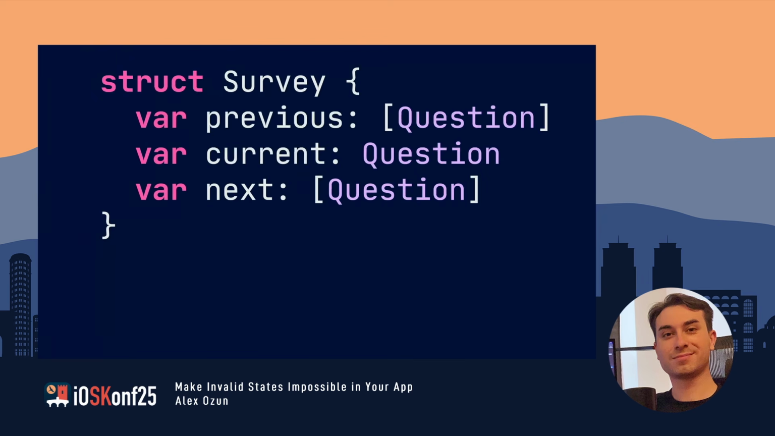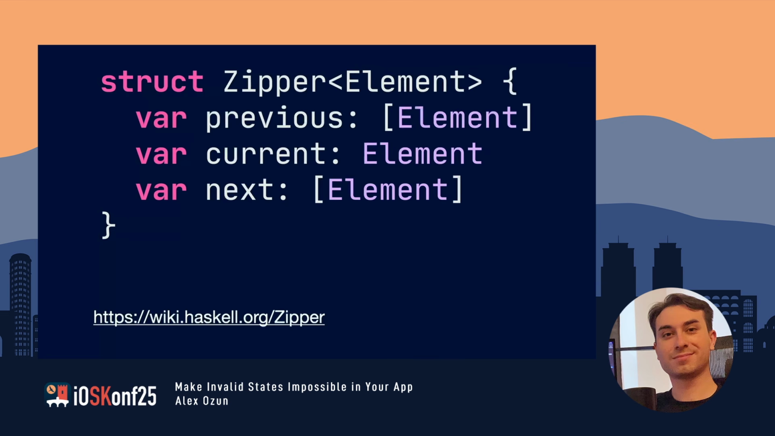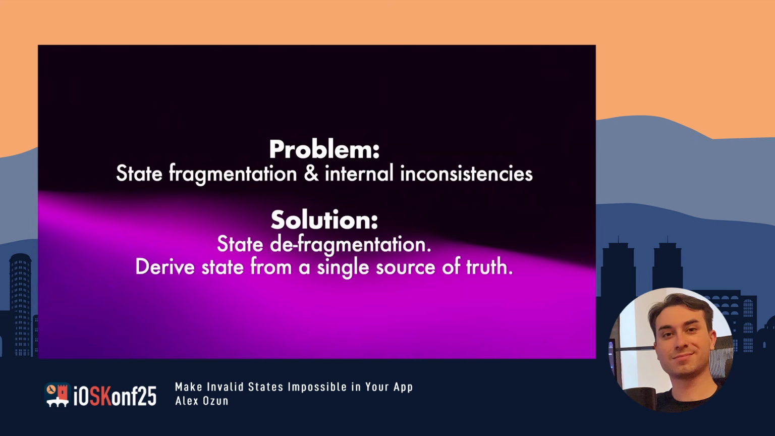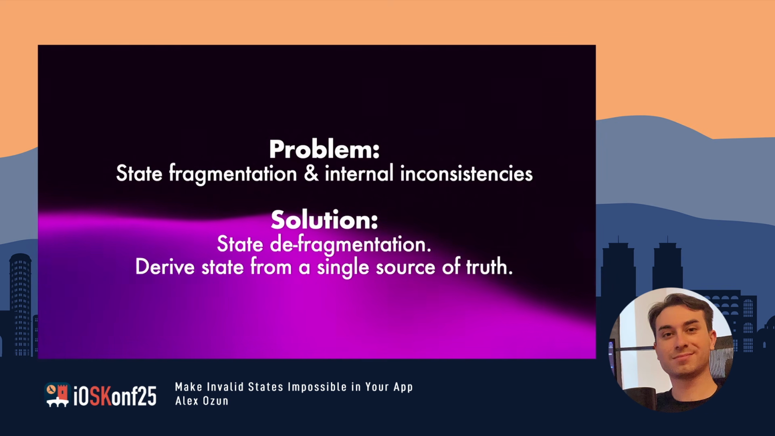And so the survey data structure itself is actually a pretty common generic structure known as a zipper, because it kind of zips through elements. And you can find it in standard libraries of languages like Haskell or Elm, languages that essentially care a lot about correctness. And so the problem we saw here is state fragmentation and internal inconsistencies that were allowed within our data structure. And then we solved it by defragmenting our state and deriving state from a single source of truth.